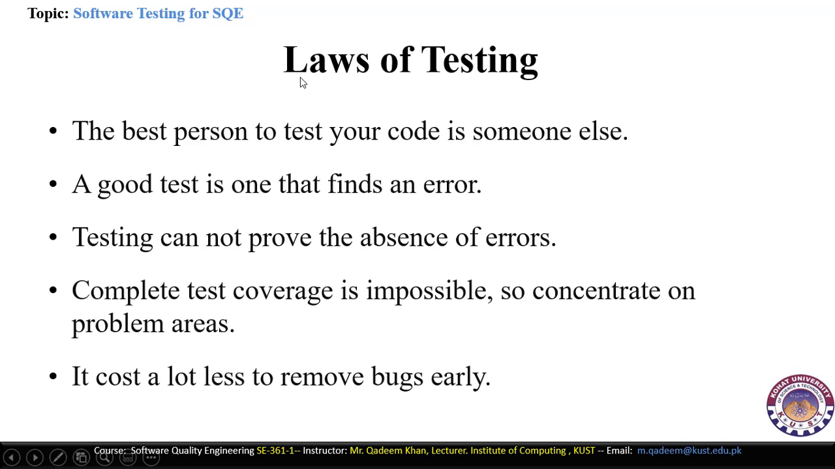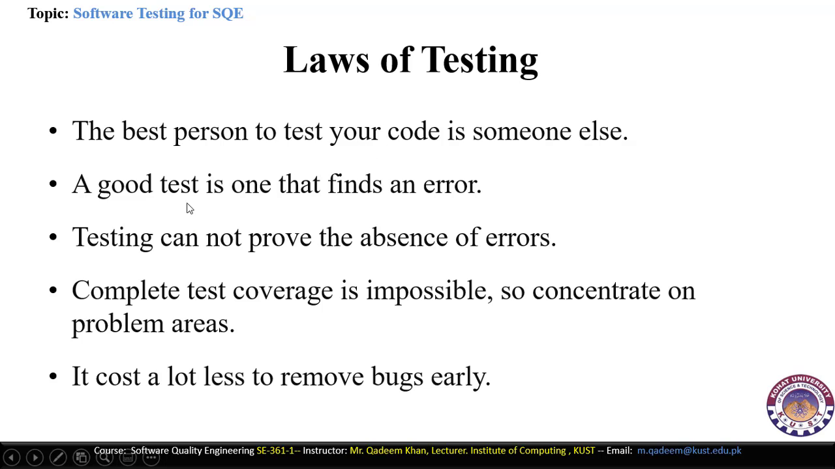Now first we need to understand the laws of testing, because the laws of testing give us the guidelines of software testing. Now the best person to test your code is someone else. So mostly we do not test our own code. Another person will test our code. The best testing is performed by other persons rather than by ourselves.